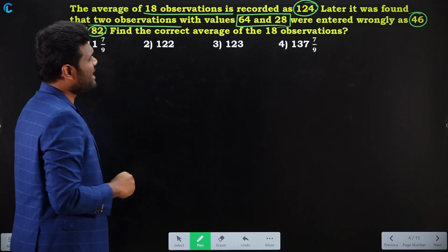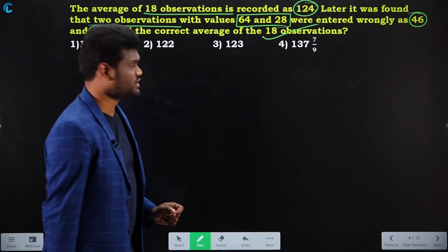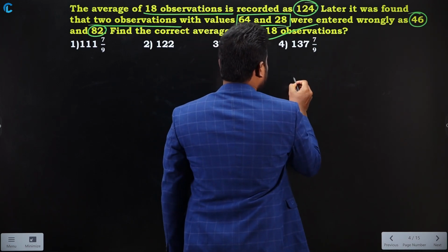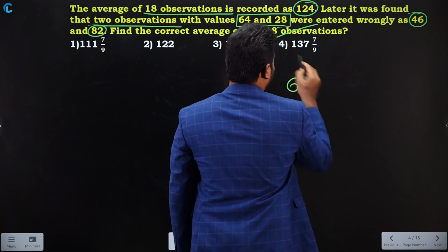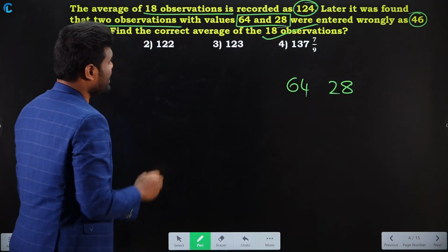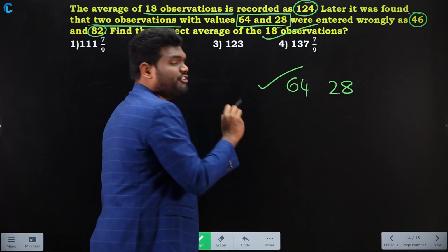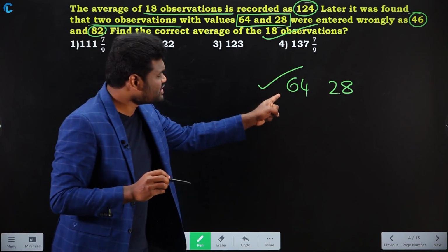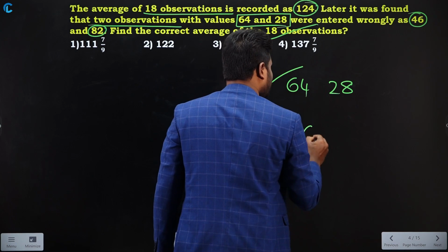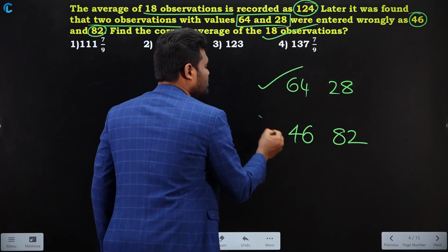Find the correct average of the 18 observations. So we are supposed to find the correct average. Look here, in this we have two values: one is 64 and the other is 28. These were wrongly entered, which means 64 and 28 are the correct values, but they were wrongly entered as 46 and 82. Yes or no? This is the correct value, this is the wrong value.